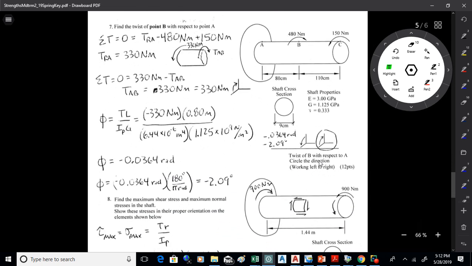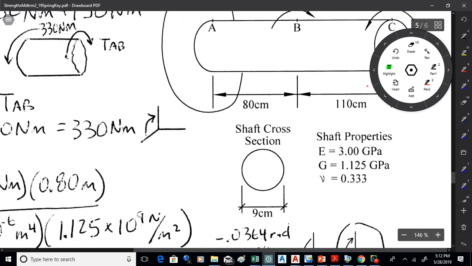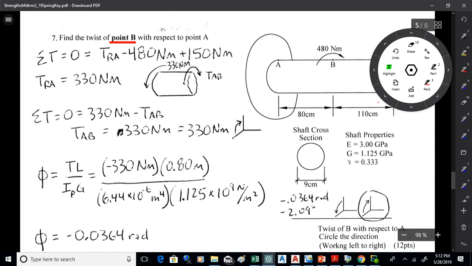The next one, we want to find the twist of point B. To do that, we first find the reactive torsion, which you can find there by taking the sum of the torsions plus the reactive torsion. The reactive torsion comes out to be 330 Newton meters. Okay, then we can find the torsion in the section from A to B. We've got 330 for the reaction. When we find that torsion in AB, it's 330 going into the page as shown.